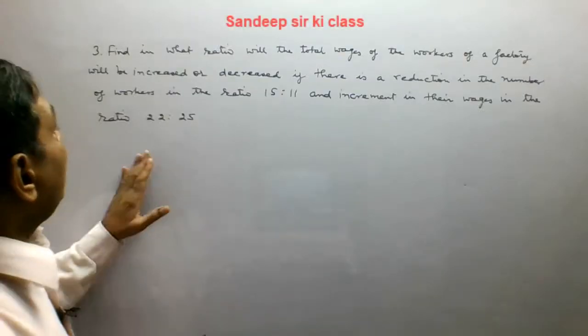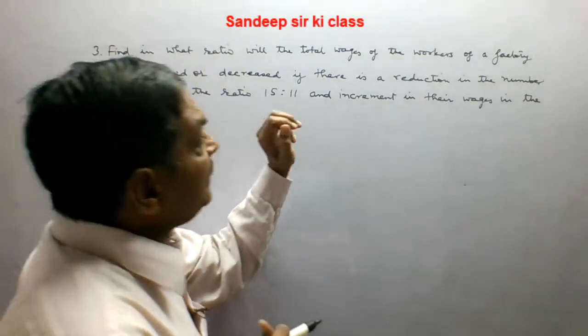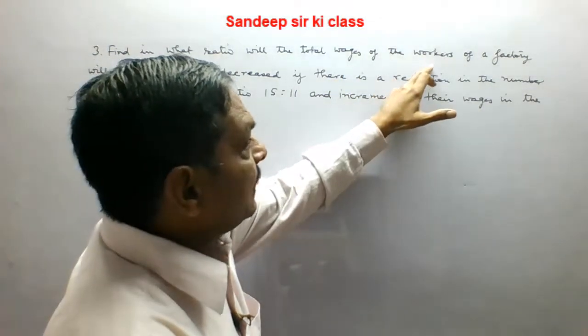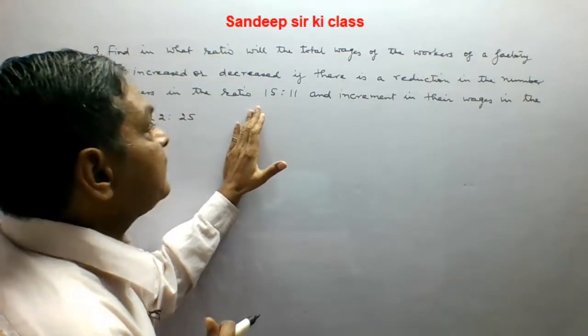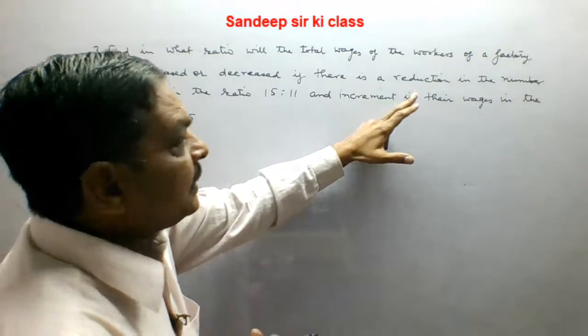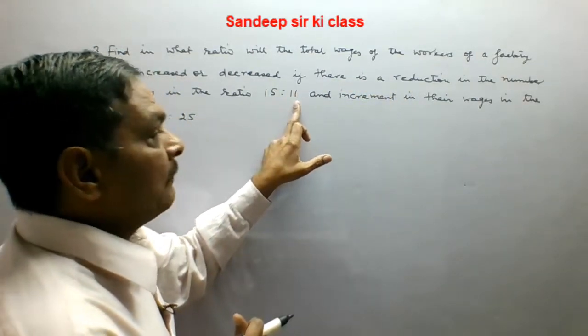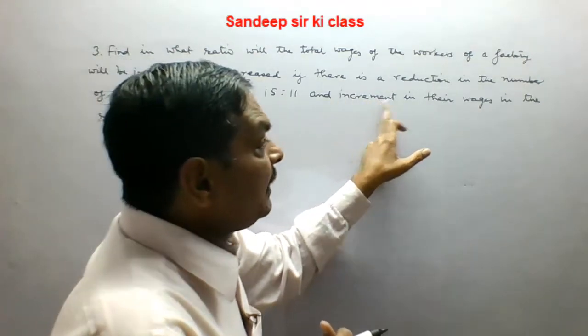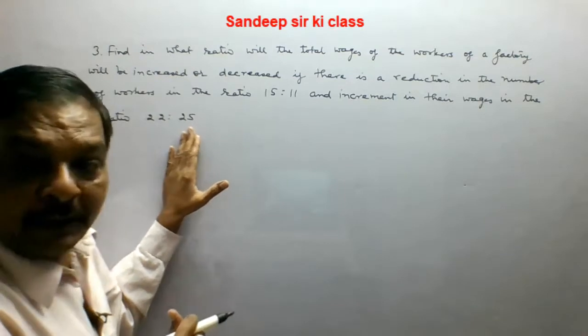1219. Example 3. Find in what ratio the total wages of the workers of a factory will be increased or decreased if there is a reduction in the number of workers in the ratio 15:11 and an increment in their wages in the ratio 22:25.